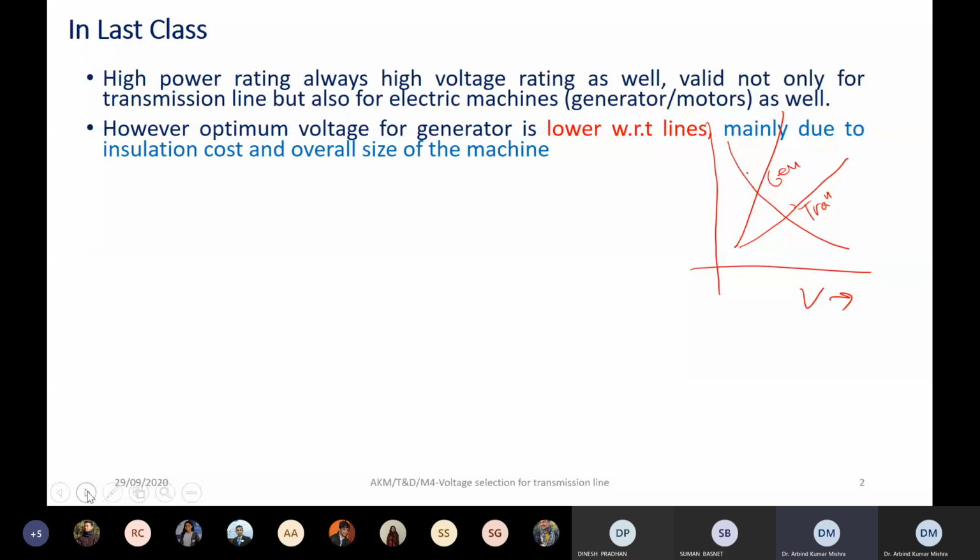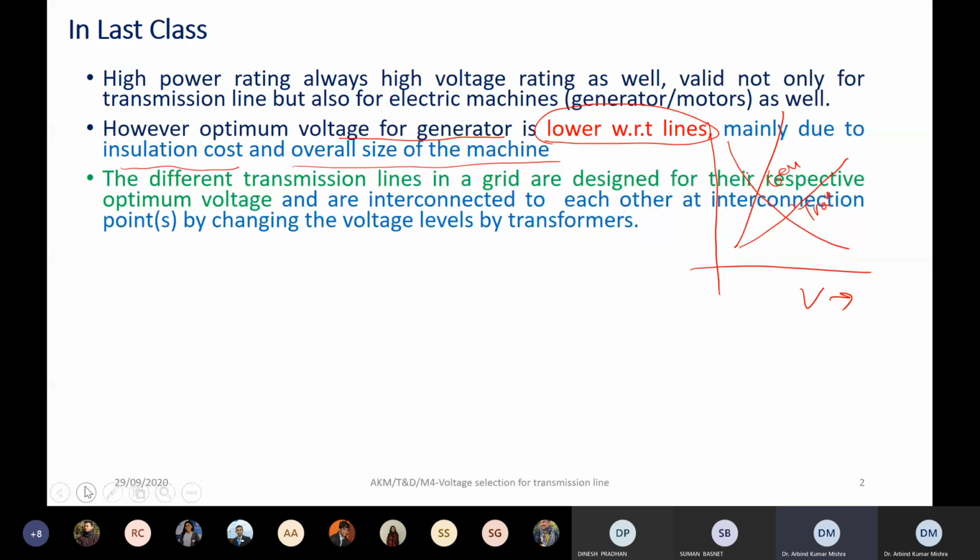However, this high voltage rating varies from device to device. For a generator, the optimum voltage is lower than for a transmission line, and this is mainly due to the insulation cost and overall size, which I have discussed in detail in the last class. I just remind you.